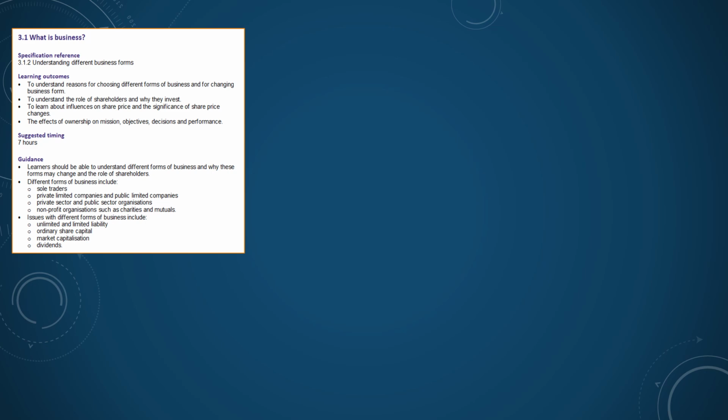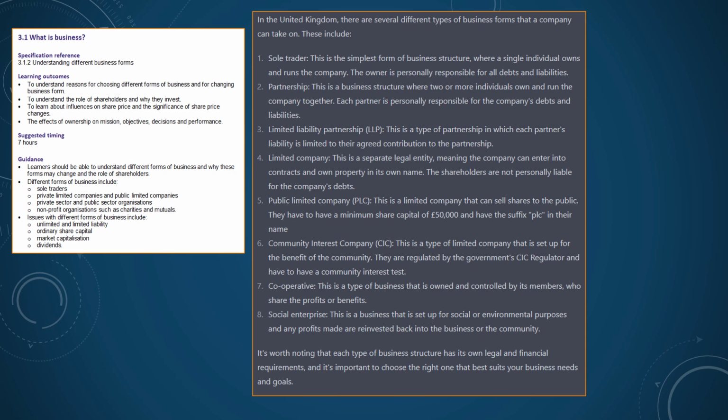When you set up a new business, you can set it up under various forms listed there, so sole trader, partnership, limited liability, etc. So it's important you know those and perhaps why a business might choose to set up in that way. Also, to understand the role of shareholders and why they invest in businesses.